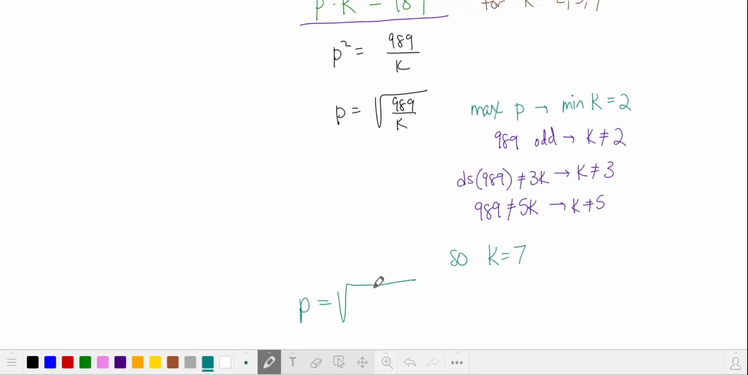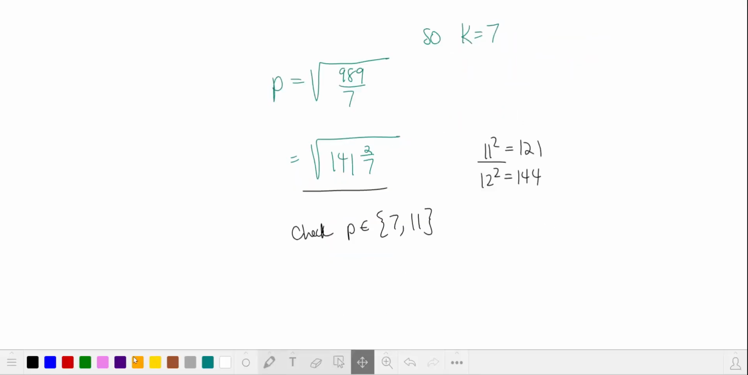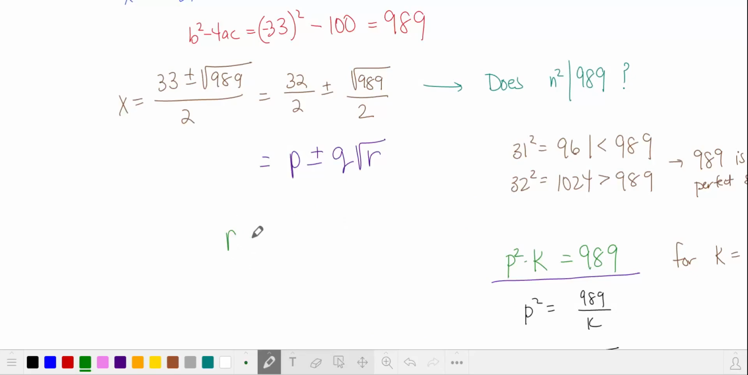We'll find divisibility by primes up to the square root of 989 over 7. This is about 141, and the greatest prime that's less than the square root is 11, so we'll check the primes 7 and 11. But in fact, we already know that it's not divisible by 7, and then we can use the alternating sum formula to check for divisibility by 11. So in fact, there are no perfect squares that divide 989. So the answer to this problem, R, is 989.